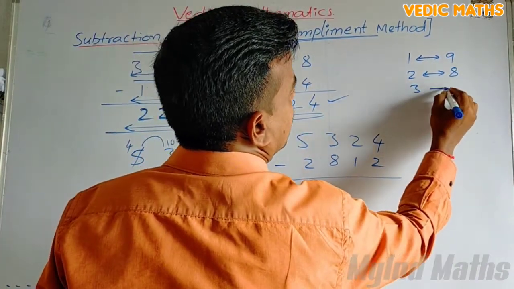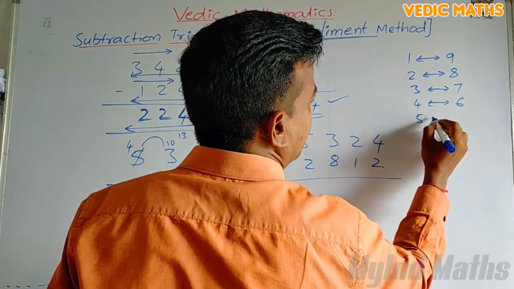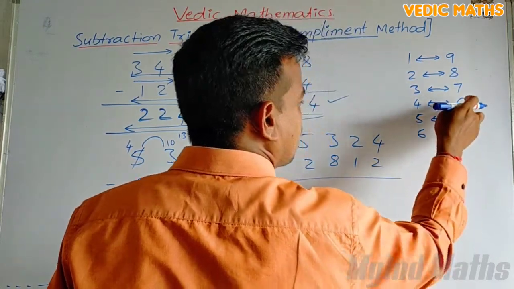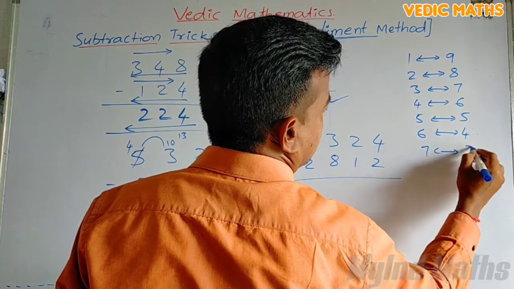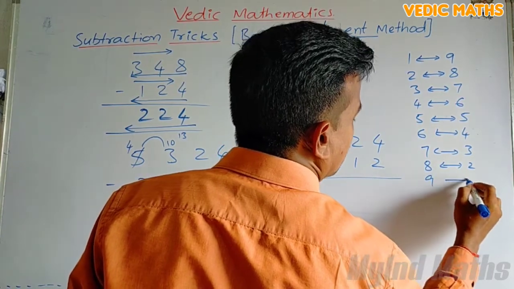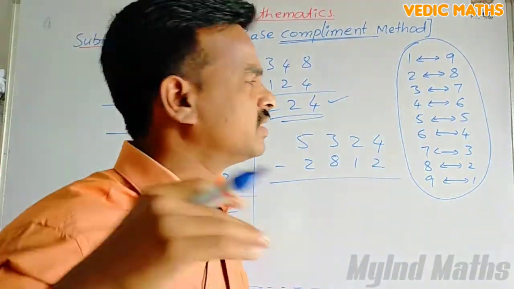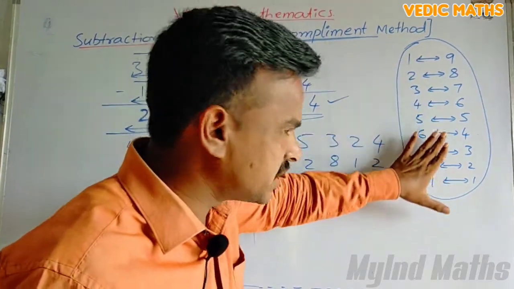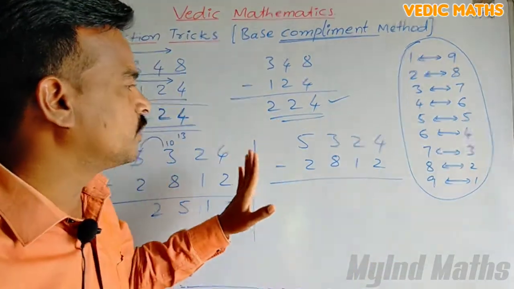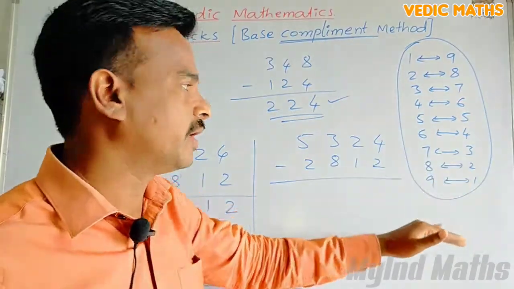And next, what is the complement of 3? 7. What is the complement of 4? 6. What is the complement of 5? 5 only. What is the complement of 6? 4. Again, repeating like this: 7, 3. And next to 8, 2. Next 9, 1. We have to remember these complements. Very easy. Once we see and understand these complements, we can remember them forever in our mind. Complement of 1 is 9, complement of 2 is 8, like this.